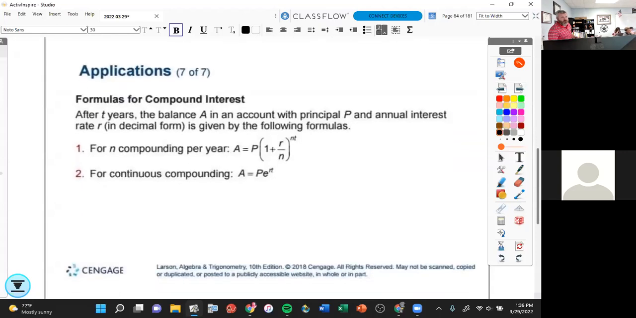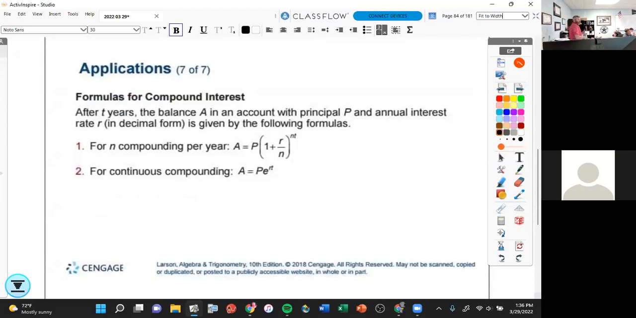So we have two formulas for compound interest. The first formula is when you're compounding a certain number of times per year, a finite number of times. I know exactly how many times I'm going to compound the interest: quarterly, monthly, daily, weekly, whatever. When that happens, we use A equals P times (1 plus R over N) raised to the NT power. If I am continuously compounding it, we use the formula A equals P times E to the RT. There you go. There's the formulas.